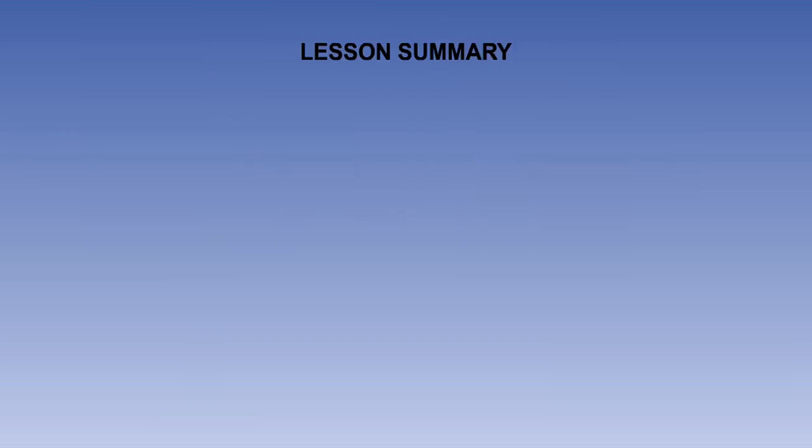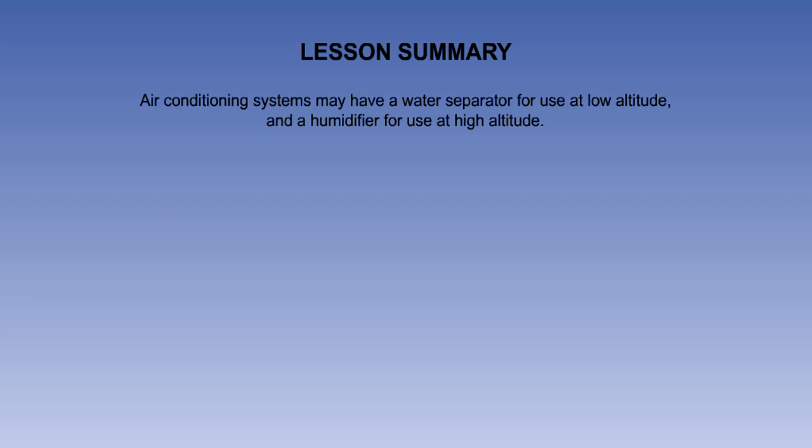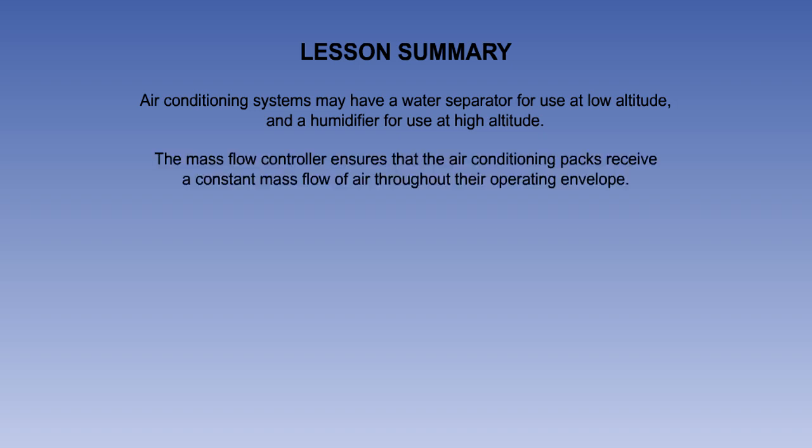That is the end of the lesson. You should now know that air conditioning systems may have a centrifugal water separator for use at low altitude and a humidifier supplied with potable water for use at high altitude. You have seen that the mass flow controller ensures that the air conditioning packs receive a constant mass flow of air throughout their operating envelope.